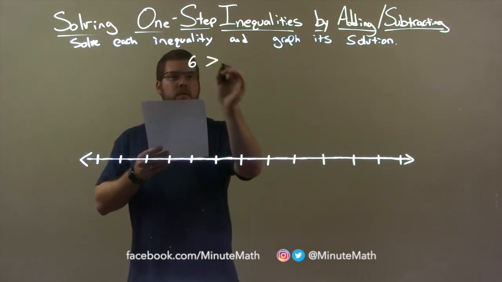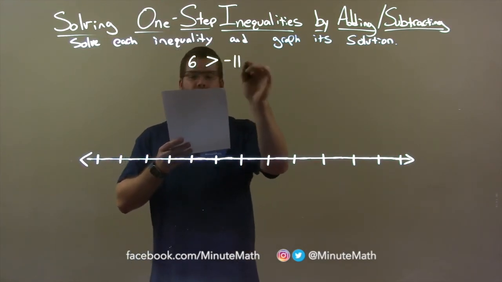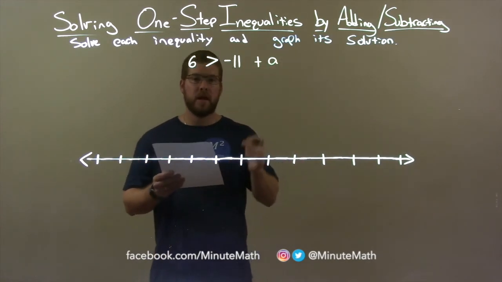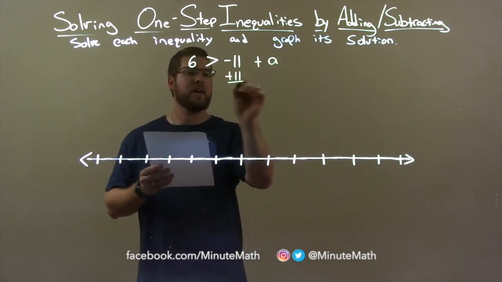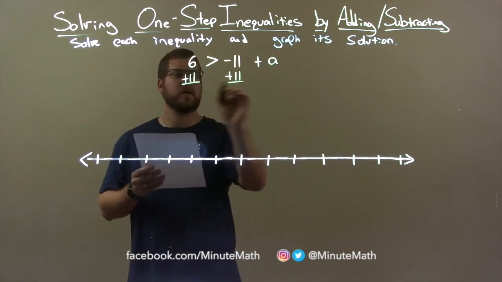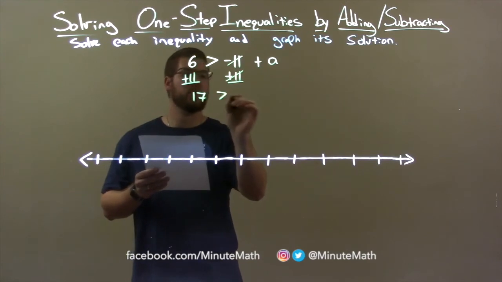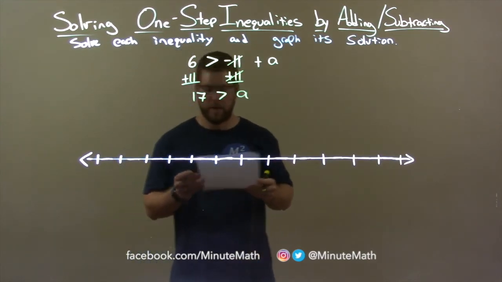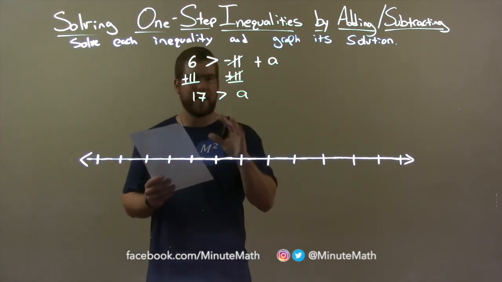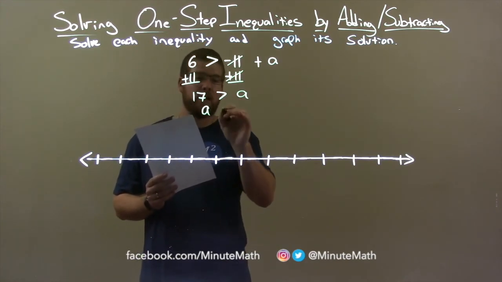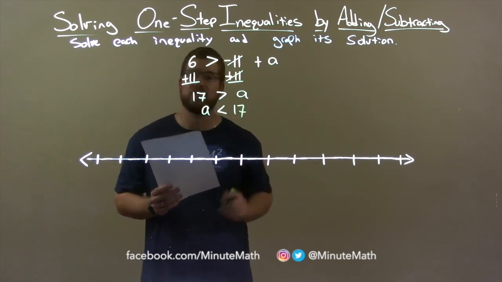6 is greater than negative 11 plus a. First thing to get a by itself is to add an 11 to both sides. 11's cancel, and 6 plus 11 is 17. And that's greater than a now by itself. Okay? Well, we want to flip this. I like to flip it and put a first. So 17 greater than a is the same thing as a is less than 17.